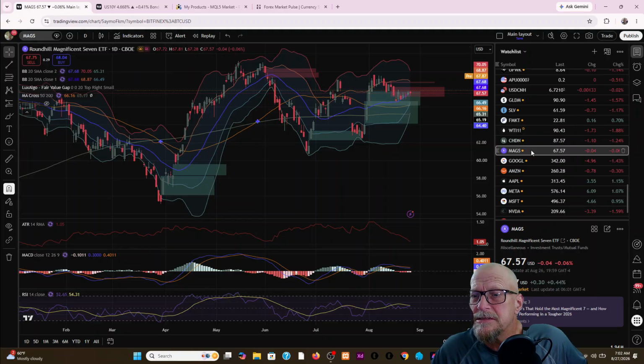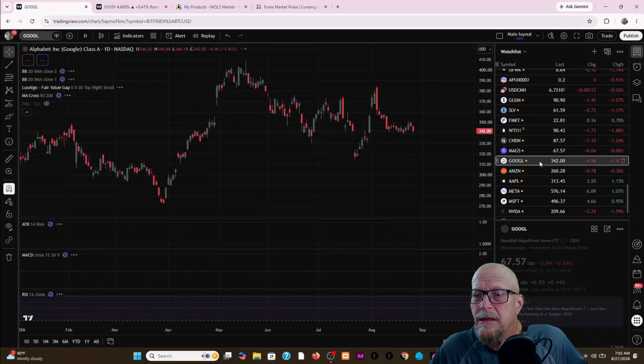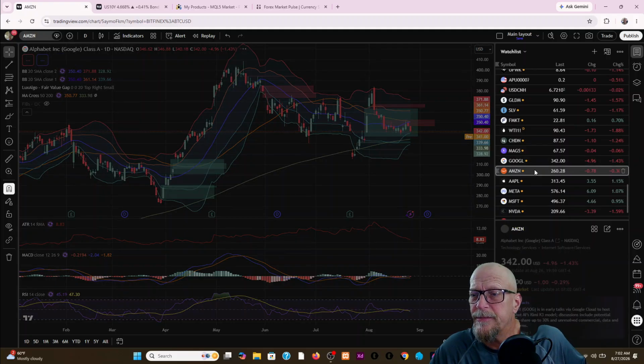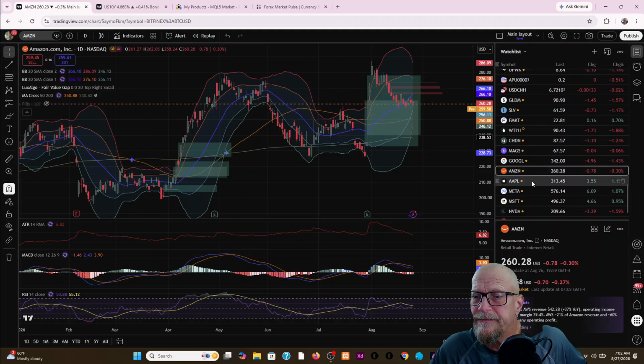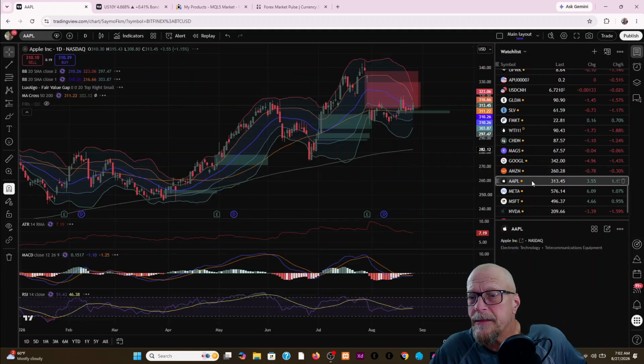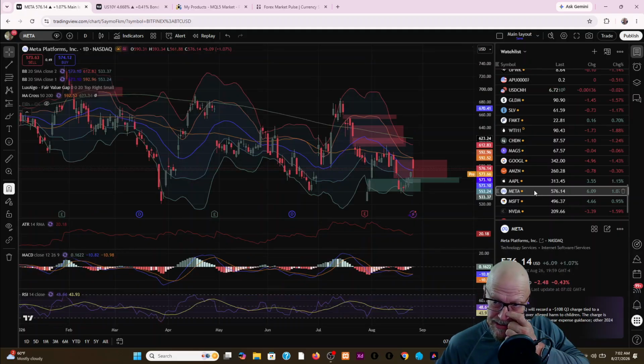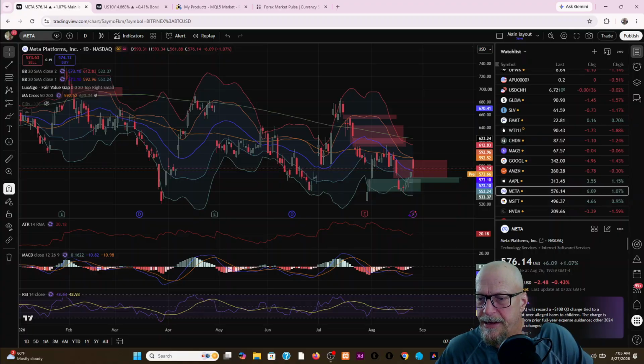Mag 7, 67.57, off 4 cents. That's the ETF. Google, 342, off $5. Amazon, off 78 cents. Apple, up $3.50. How about that? Meta just settled their lawsuit yesterday with a bunch of states. You're going to pay $10 billion, with $2 billion to go into California alone. They've got to fund themselves somehow.